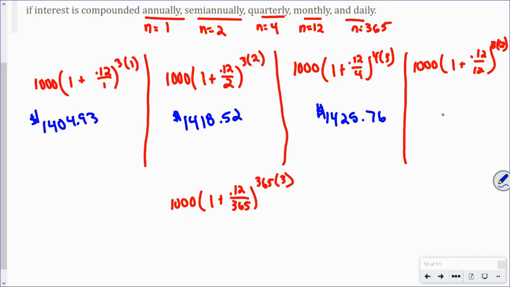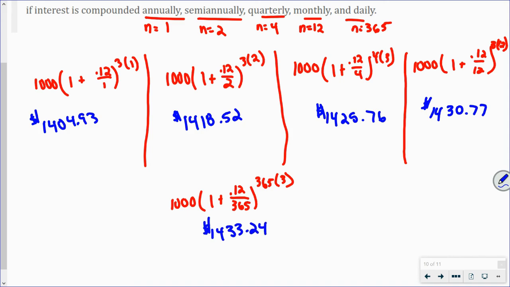For monthly, which can happen as well, credit cards are often done monthly, but they can also be done daily. So let's see, I get $1,430.77. And for this daily one, I get $1,433.24.